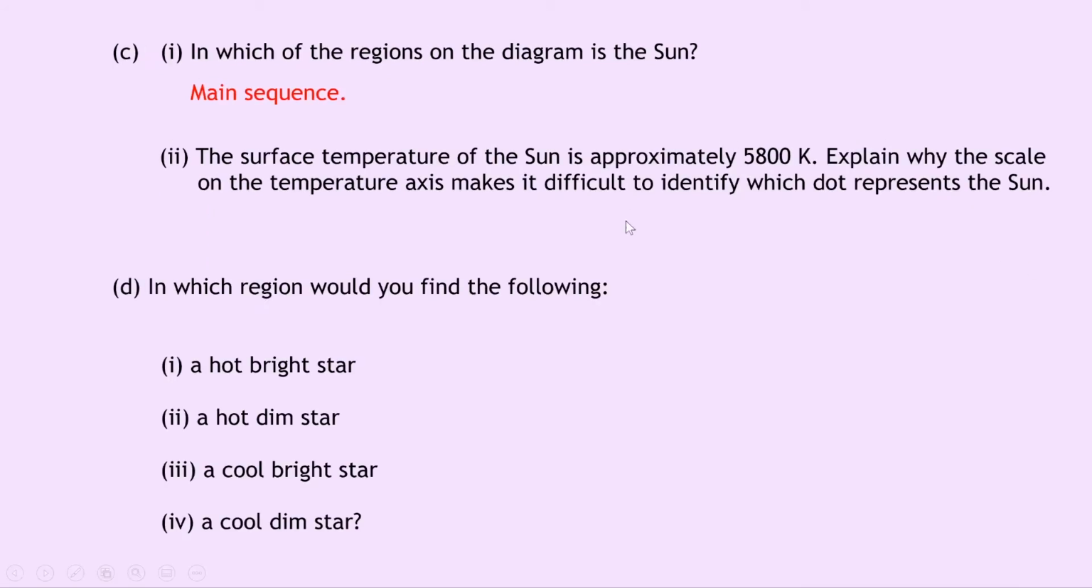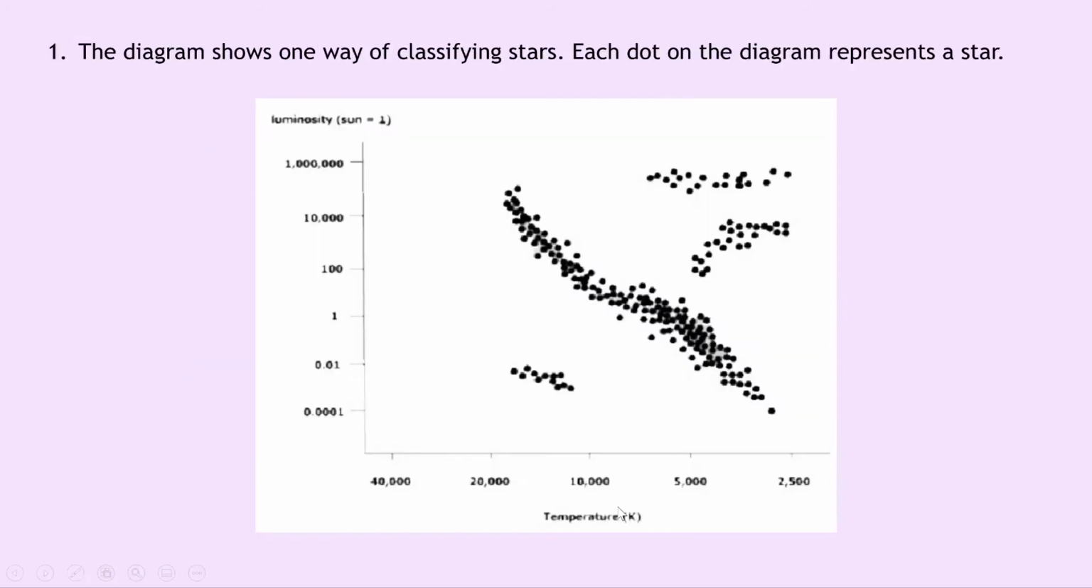C part 2 then says the surface temperature of the sun is approximately 5800 Kelvin. Explain why the scale on the temperature axis makes it difficult to identify which dot represents the sun. Well, the reason is that the scale for the temperature is logarithmic and is reversed. So if we look back at the diagram, you'll see that we have larger numbers over near the origin here, and we have smaller numbers over here, which is reversed, and it's logarithmic. So that means it's difficult to work out where the sun would be, but it would be over here somewhere on the main sequence.